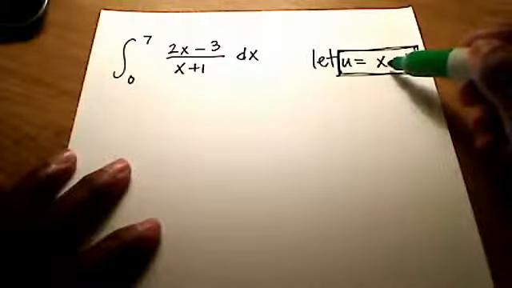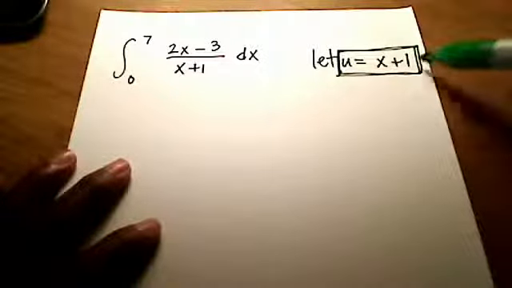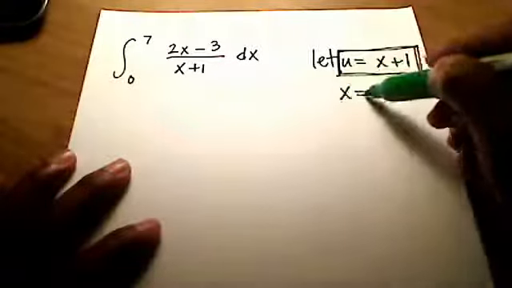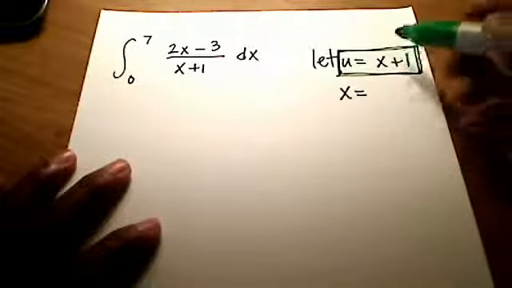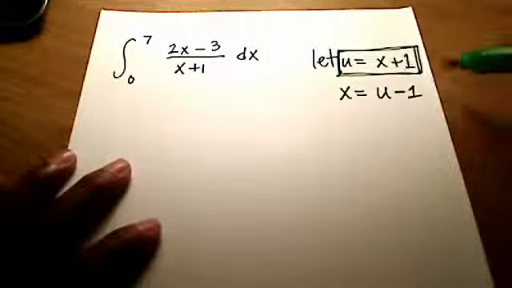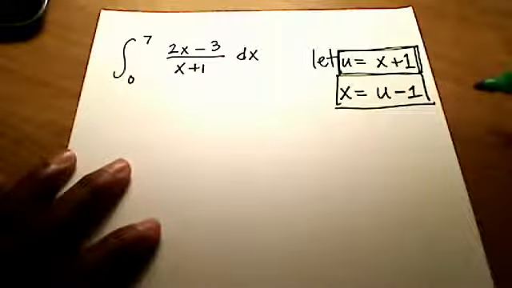What is x? Let's see if we can, in this simple equation, get x all by itself. Do you see that if I wanted x by itself, I would subtract 1 from both sides? So if I wanted to, I could write it this way as well. I could say x is equal to u minus 1. So keep these two things in mind. We're going to need them in just a second here.